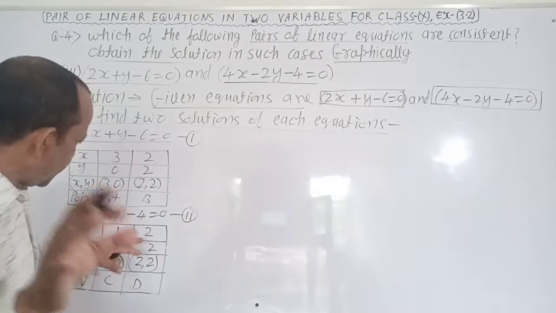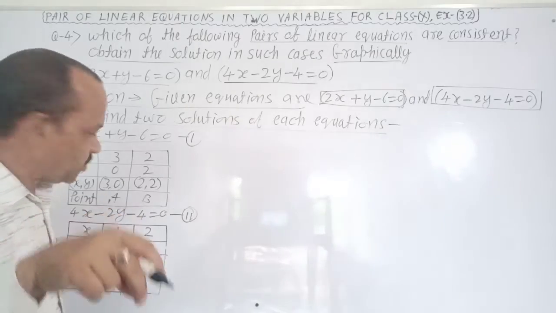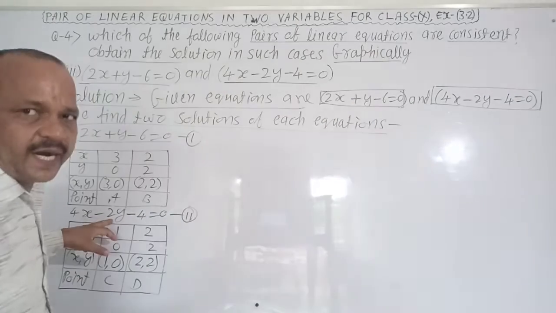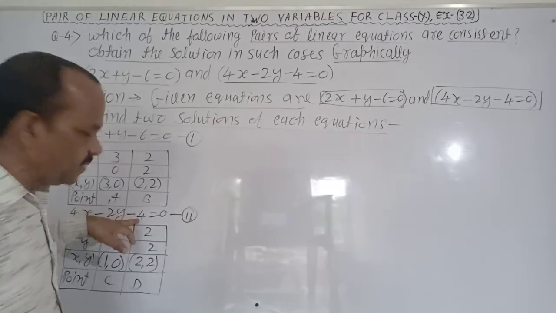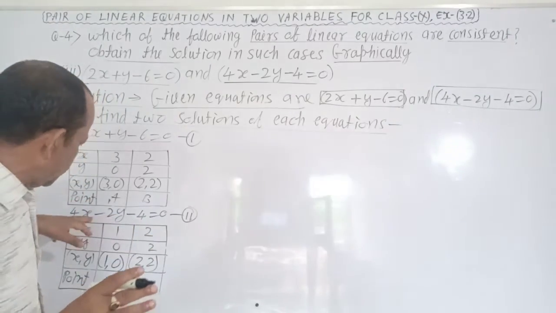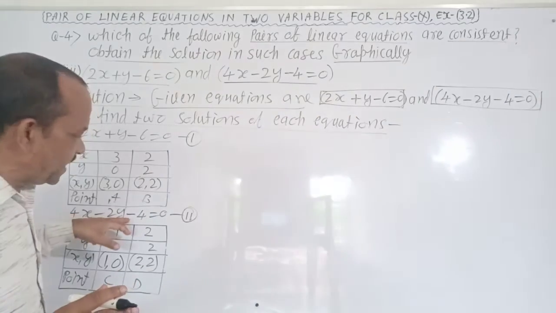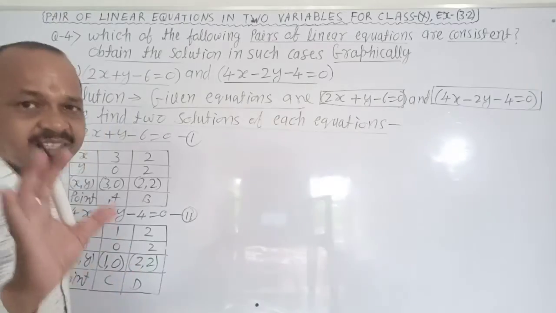Very good. Here the value of y is 2. It means it becomes 2 times 4 minus 4, minus 4 and minus 4 becomes minus 8. Clear? The value of x is 2. Here 2 times 4 is 8. Plus 8 minus 8 becomes 0. It means it is correct.